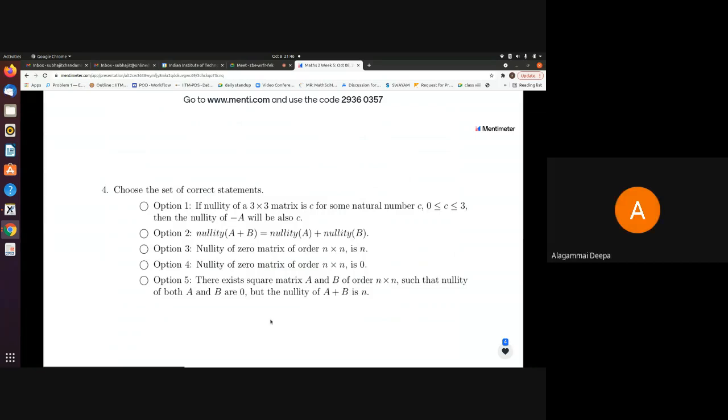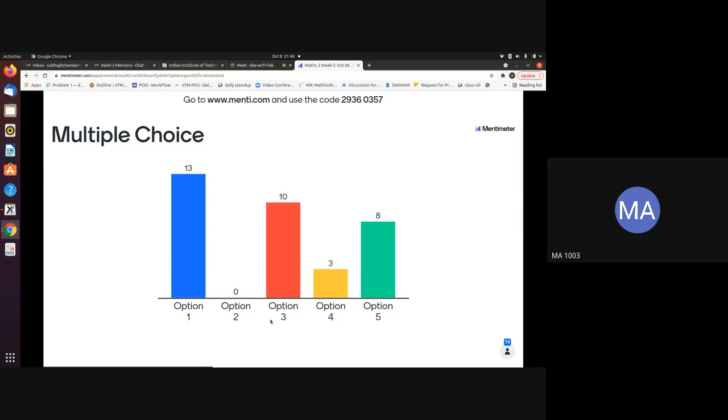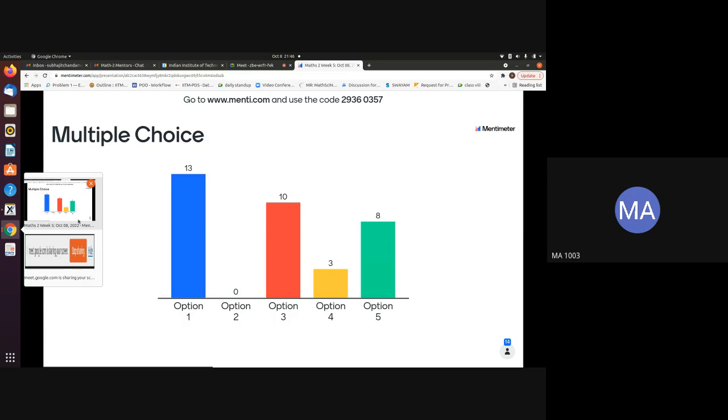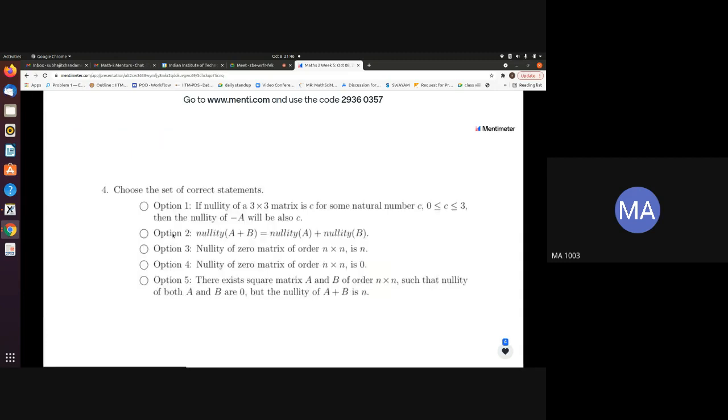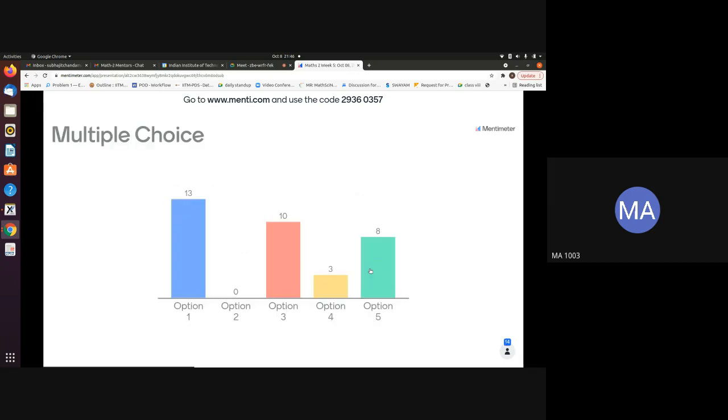So 1, 3, and 5 are the answers. Is it clear to everyone that these three options are correct? Yes, sir. Someone of you gave option 4, but option 4 is not correct. Option 4 was this one, the nullity of the zero matrix. The nullity of the zero matrix is n, the whole space, not 0. The rank is 0. Right? Okay, great.